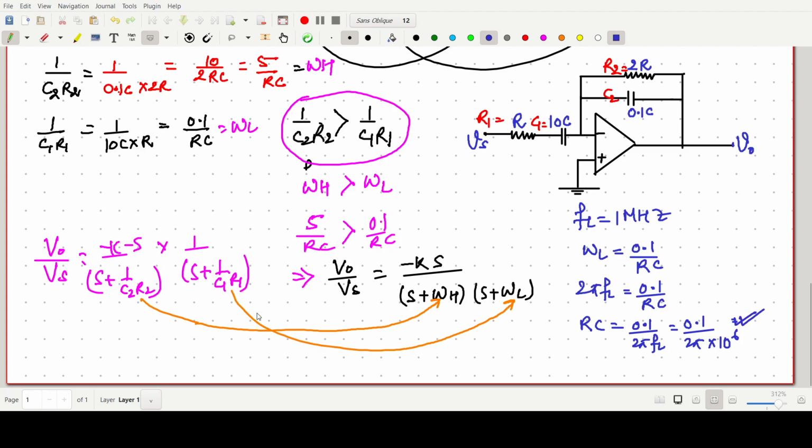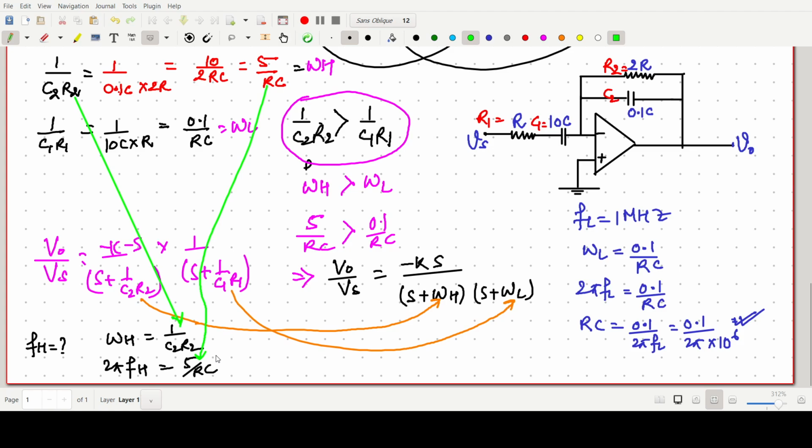Now we have to find the value of FH. Omega H value is nothing but simply 1 by C2 R2. So one can write 2 pi FH equals 1 by C2 R2, and 1 by C2 R2 is nothing but simply 5 by RC. From this expression we can write 5 by RC.